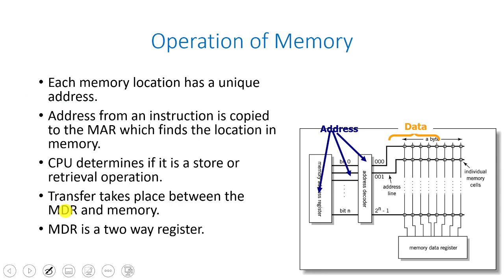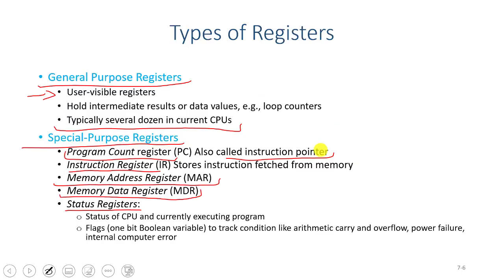Now, when we talk about memory, how do we go around memory? How do we understand memory? Each memory location has a unique address, meaning we have a memory, and this location has one address, which is 000. The next one is 001, and so on. Now, in order to do that, we have the memory address register, which we talked about over here.